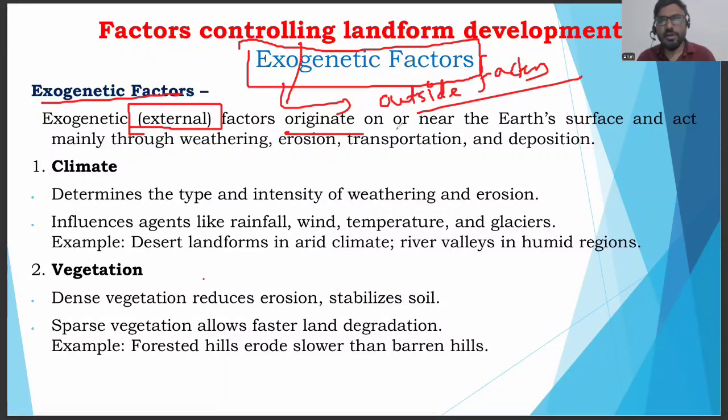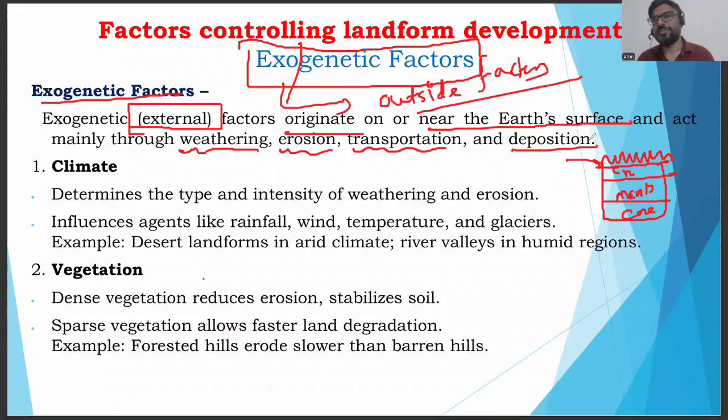They originate on or near the earth surface. Suppose this is earth's interior. This is the core, this is the mantle, and this is the crust. Above this, there are different types of crust, continental crust or oceanic crust. So various factors which are acting on or near the Earth's surface act mainly through processes like weathering, erosion, transportation and deposition. Is that clear? So exogenetic factors are the factors which are working from the outside.